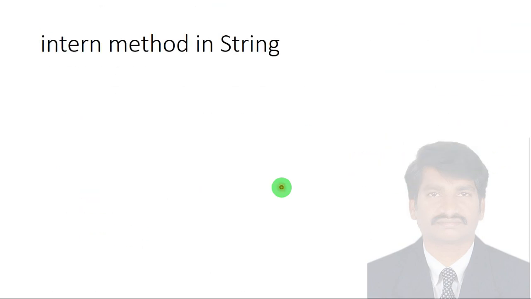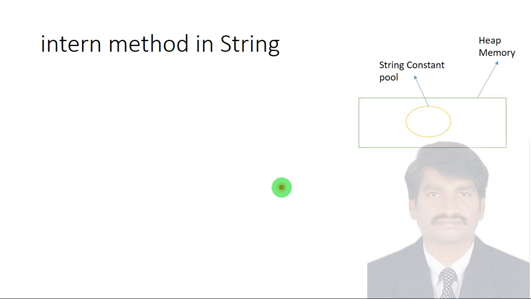Guys, this is one of the very important methods of the String class, the intern method. Let me take heap memory and then my string constant pool. Now I'm creating an object, String s1 = new String("abc"). As we already know, it will create two objects, one in the string constant pool and another in heap memory, and s1 will point to the object which is present in heap memory.